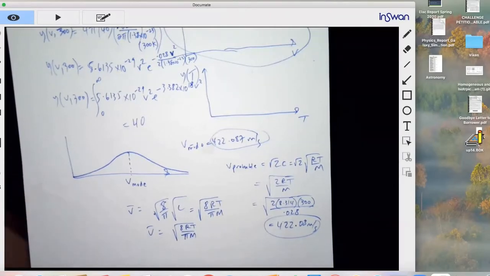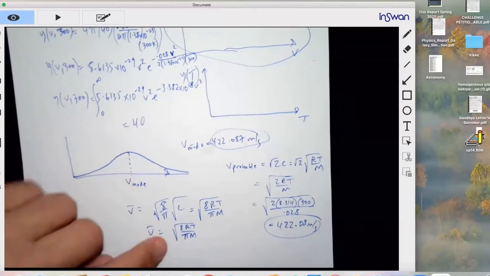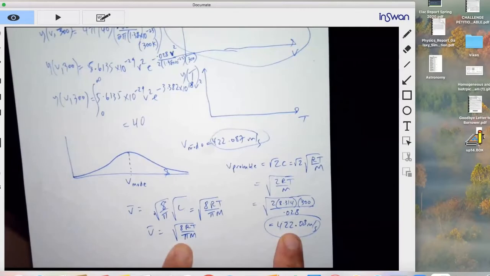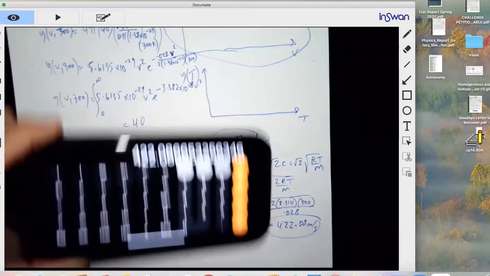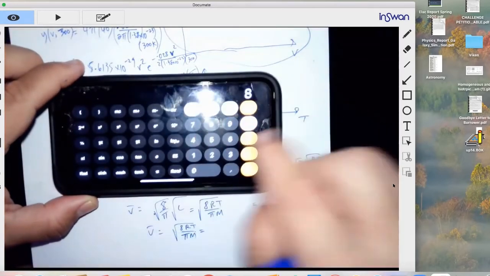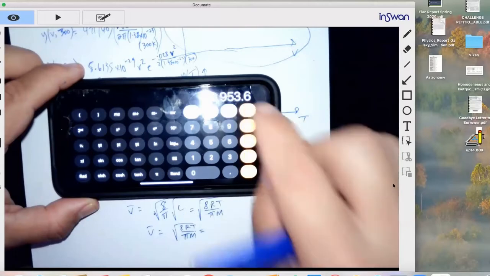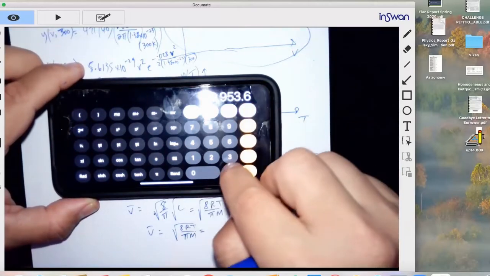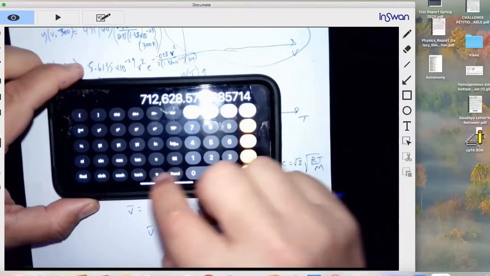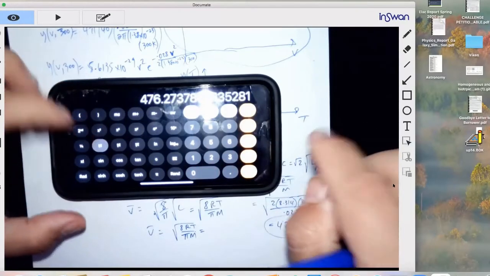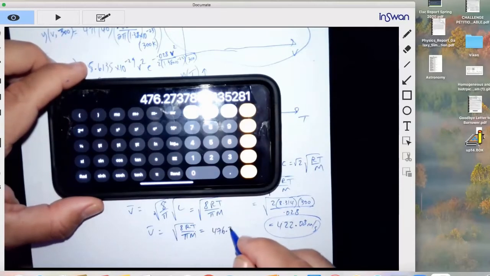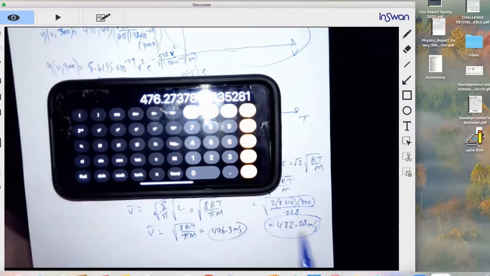Now, for a Gaussian, a normal distribution, this would equal that, right? But it ends up that for a Maxwell distribution, this is slightly larger than that. So you're going to get here 8 times 8.314 times 300 Kelvin divided by 0.028 divided by pi, the square root, 476.3 meters per second. So that means, this is kind of weird.